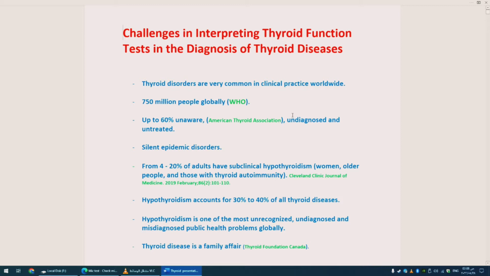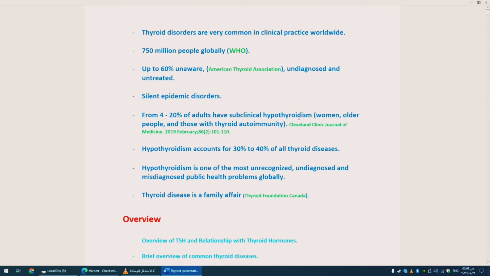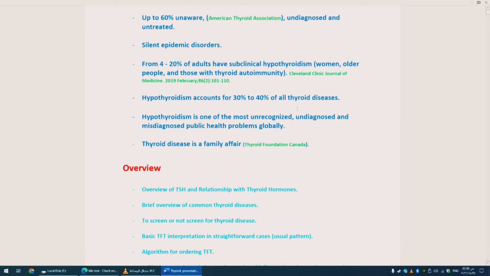From 4 to 20% of adults have subclinical hypothyroidism, particularly in women and older people. Hypothyroidism accounts for 30 to 40% of all thyroid diseases. It's one of the most common endocrine diseases, yet one of the most unrecognized, undiagnosed, and misdiagnosed public health problems.